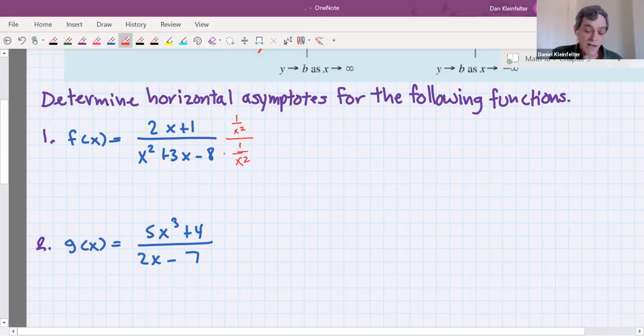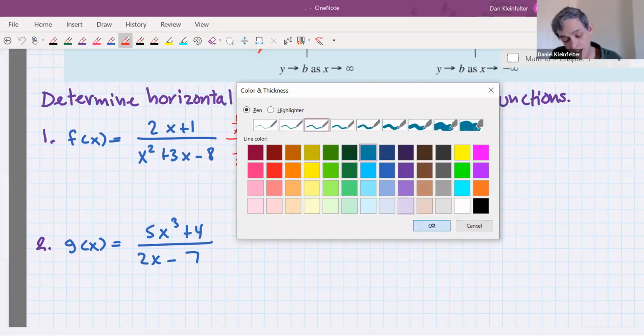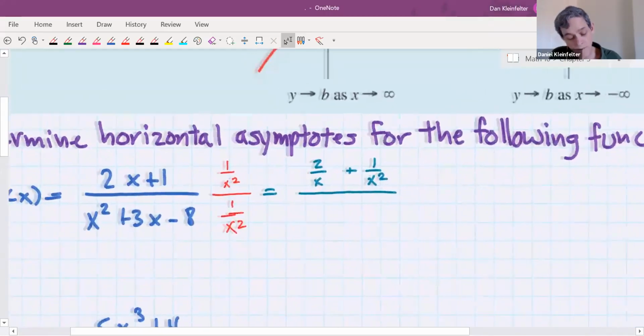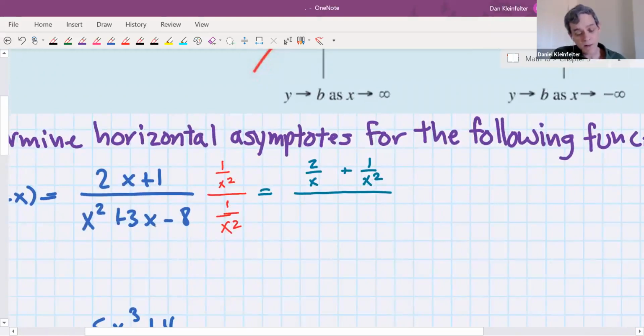We're going to rewrite our function f in a format that is going to be easier for us to understand. Notice that the red fraction is worth 1, which means that we're not changing the value of our function at all. We're just changing its look. So distribute. 2x times 1 over x squared will give you 2 over x. And then 1 times 1 over x squared will give you 1 over x squared. Down here on the bottom, we're going to multiply by the x squared plus 3x minus 8. x squared times 1 over x squared will be 1. 3x times 1 over x squared will be 3 over x.